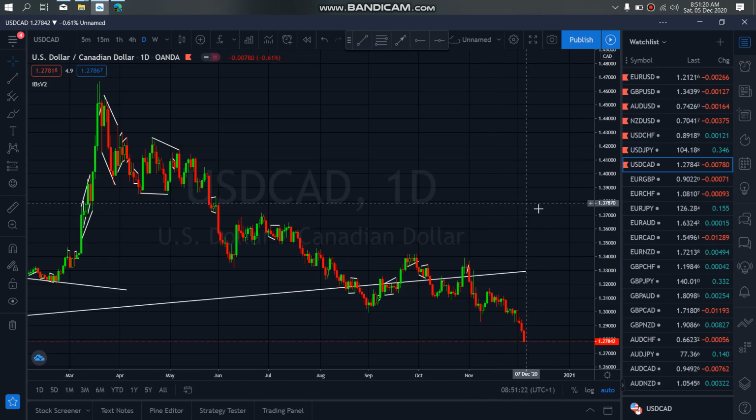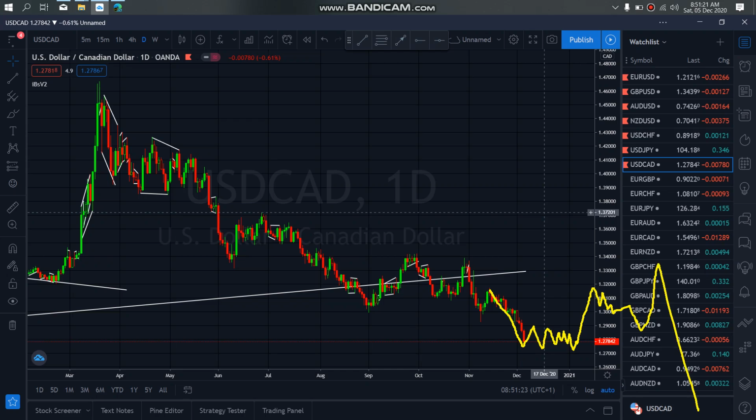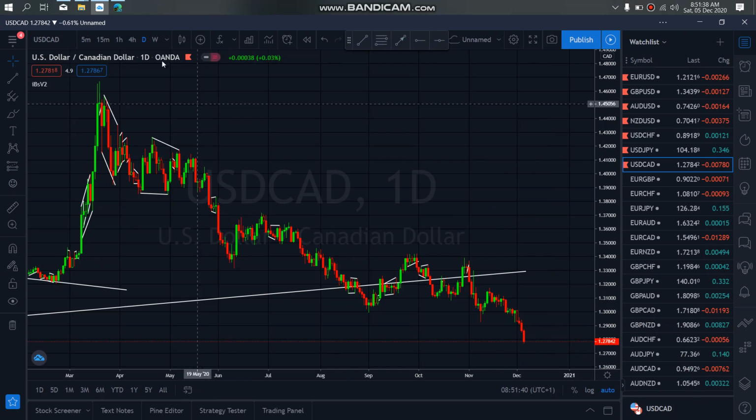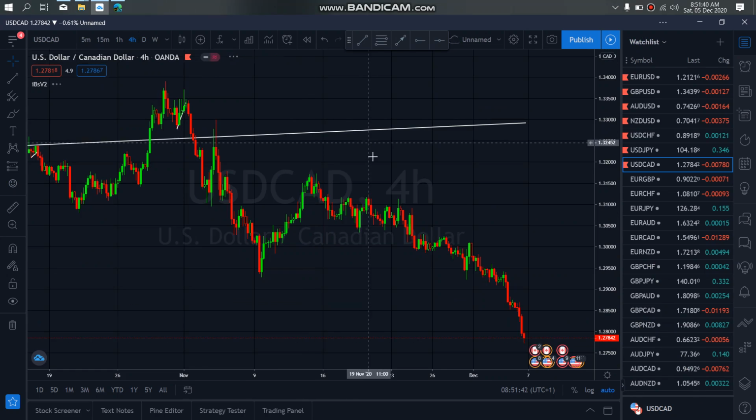On dollar CAD for this week, dollar CAD throughout last week has been in this aggressive drop back down. This week I'm expecting it to bounce back, or at least correct and bounce back upside with a flat structure, but to continue this drop. I expect it to correct this week on dollar CAD.